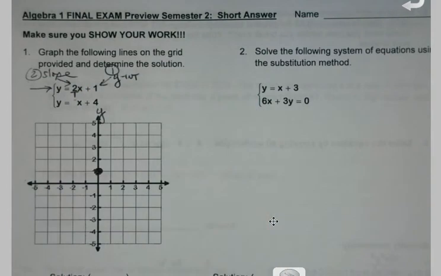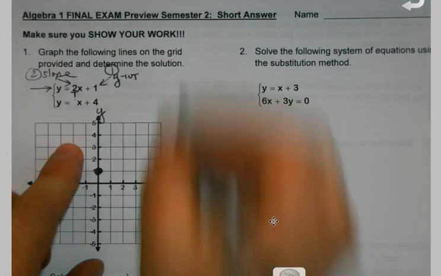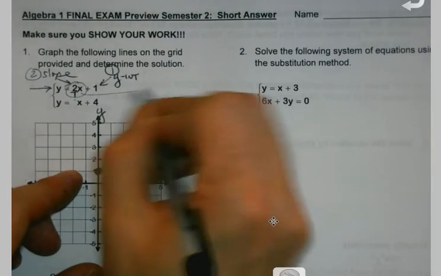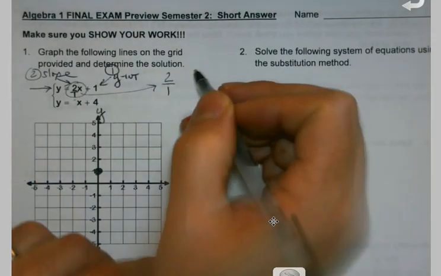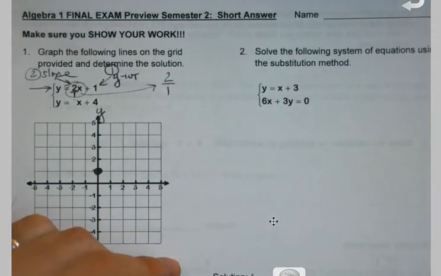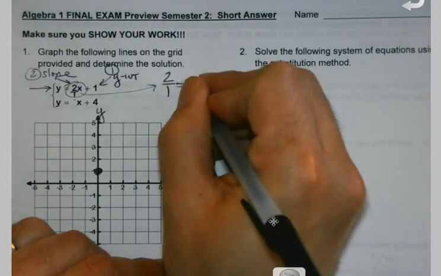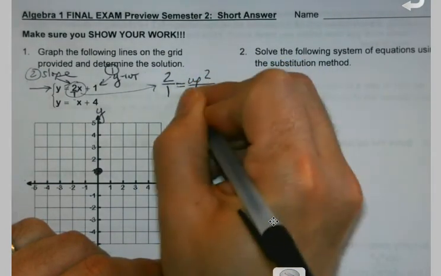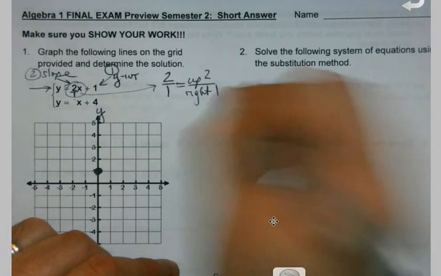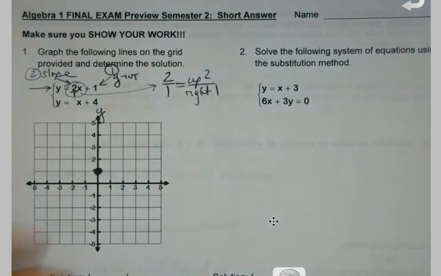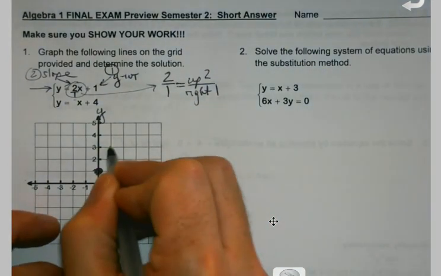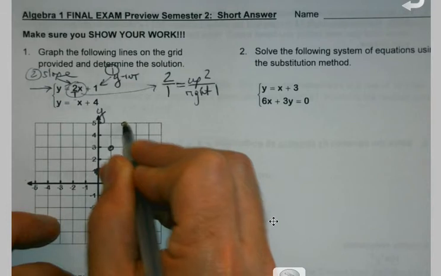So if it isn't 1, I'm going to make it 1 by putting it over 1. So if my slope here is 2 over 1, what does that mean as far as where I go? In this case, since they're both positive, it means I'm going to go up 2 and right 1. So I'm going to go up 2 and right 1, up 2 and right 1.